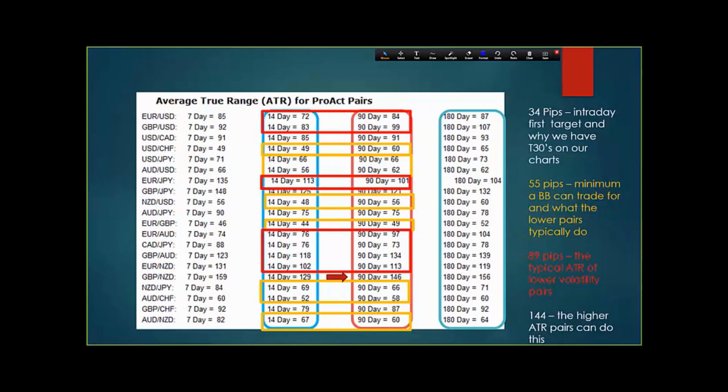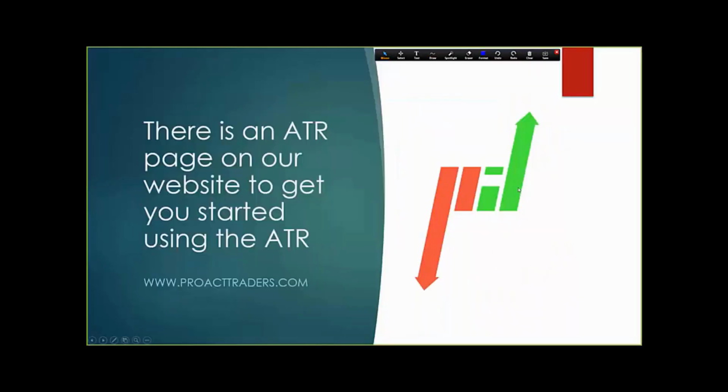Okay, all right. So the higher ATRs can do that, and then when they come back, you can see here, for instance, the pound Aussie. It could easily, when we start getting it, be doing 139 pips. Here's 132 pips for the pound yen. You see that? All right. Okay, so we have to know the ATR every single day. All right, so there is an ATR page on our website.